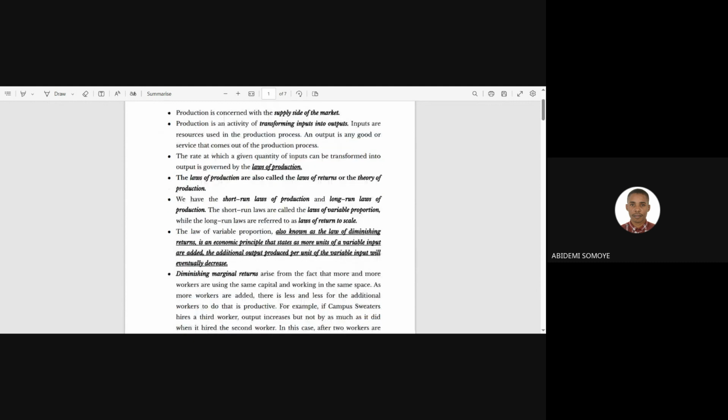The rate at which a given quantity of inputs can be transformed into output is governed by what we call the laws of production. The laws of production are also called the laws of returns and the theory of production.